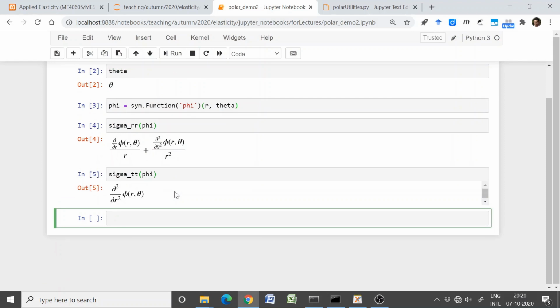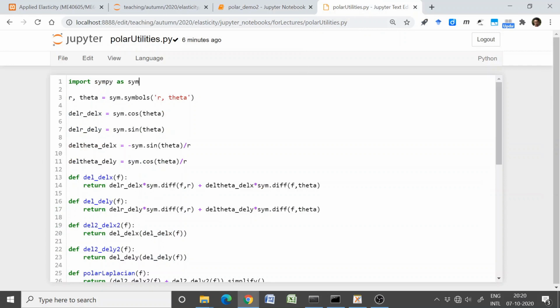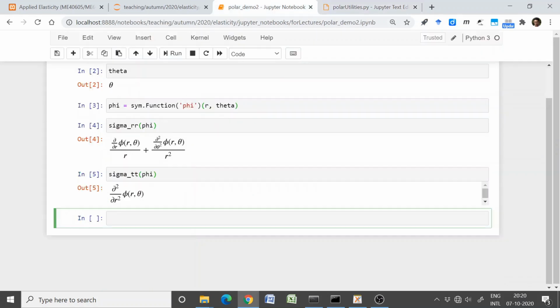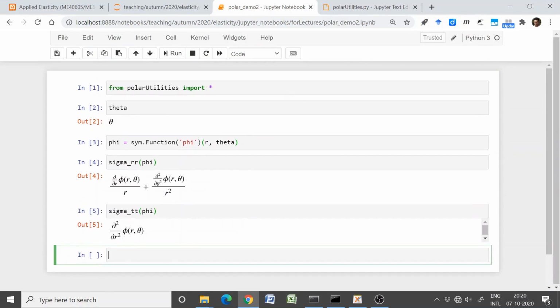So you see the great convenience this affords us. This Polar utilities file, as long as it is there in the current folder, you should be able to import it like in this first line here, and then continue with your actual solution of the problem. So with this I end this part of the rather long lecture, and we'll continue with the actual solutions of problems in the polar coordinate system from the next one. All right, thank you very much.